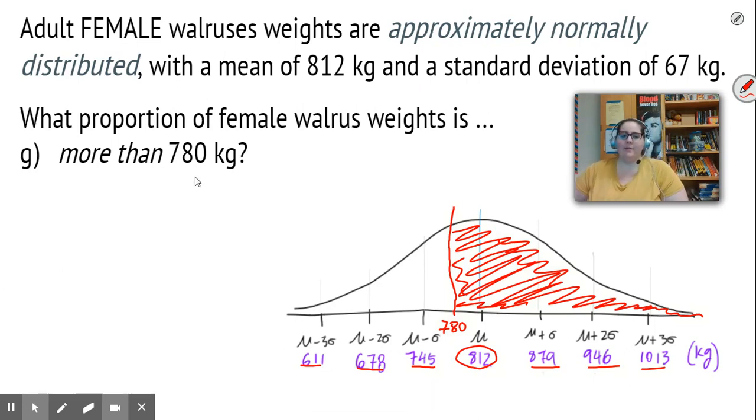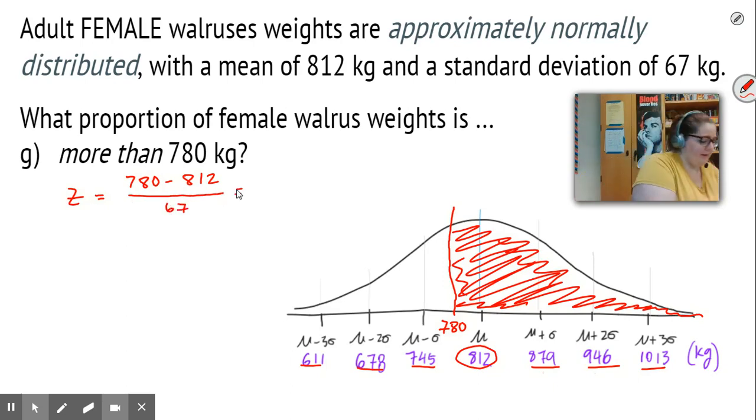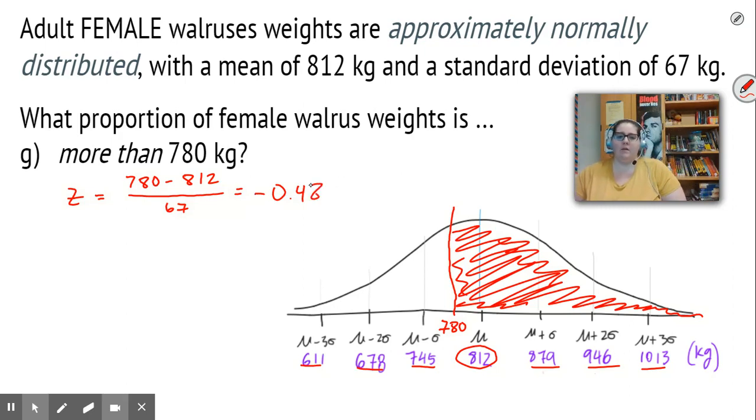So same thing as last time, I'm going to start by finding a z-score. So z-score equals 780 minus my mean of 812 divided by my standard deviation of 67. Figure out what that equals, which is negative 0.47 or 0.48, I guess, if we round it. Yeah, 0.48. Okay. So I've got my z-score.